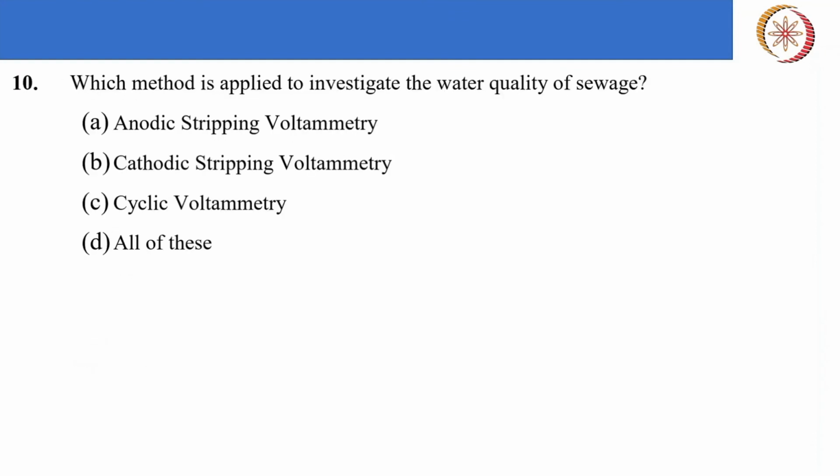Okay. So the next question is, which method is applied to investigate the water quality of the sea? Anodic stripping voltammetry, cathodic stripping voltammetry, cyclic voltammetry, all of these. I think in the last question, Sunil also mentioned all of the above. So yeah, that is the correct answer.